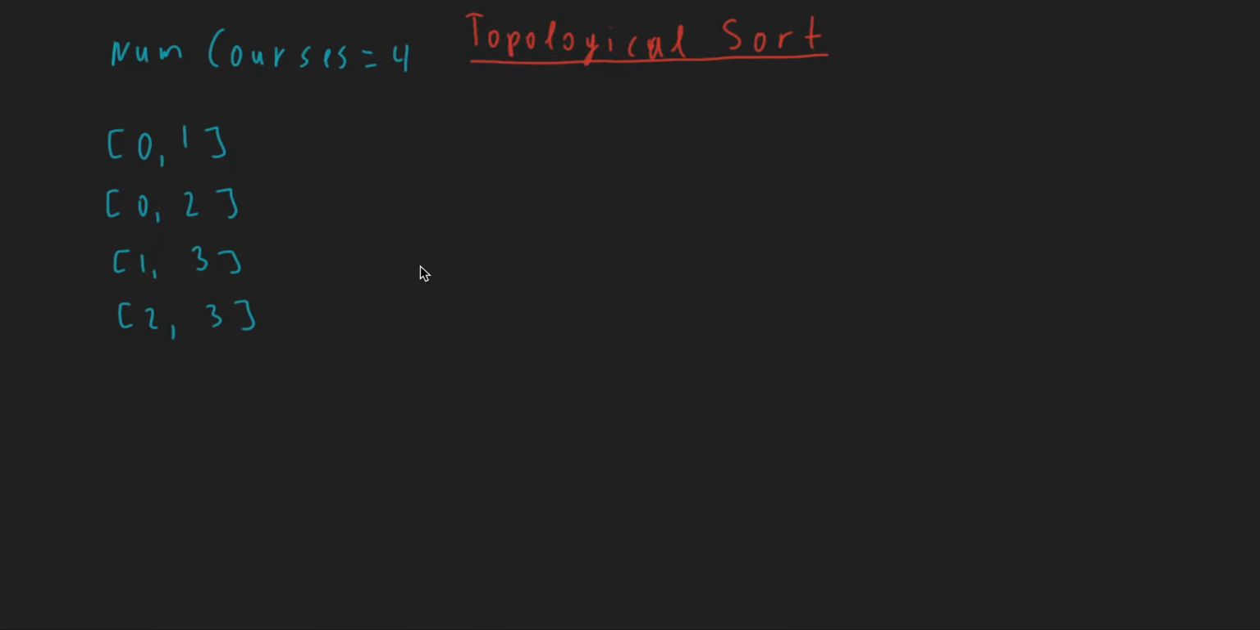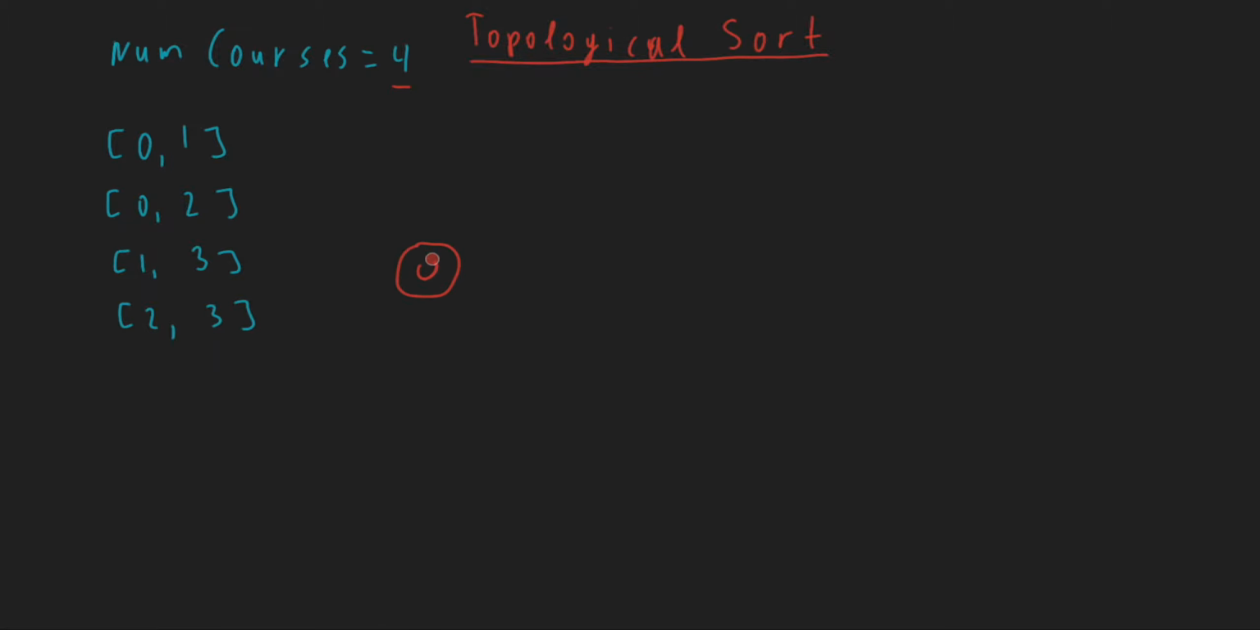The way we are going to solve this problem, we are going to represent our courses in a graph and apply topological sort to the graph. So let's take an example. Let's say we have 4 courses. The prerequisites for 0 are 1 and 2, the prerequisite for 1 is 3, and the prerequisite for 2 is 3. Let's represent that in the form of a graph.